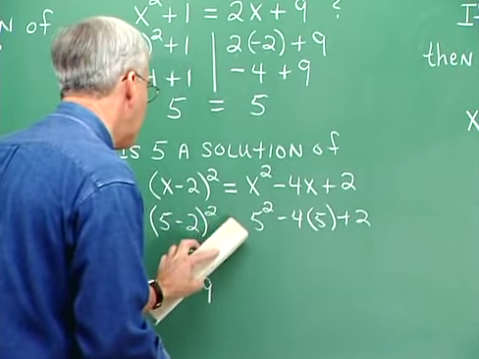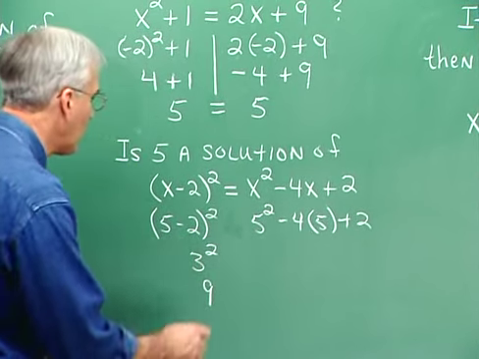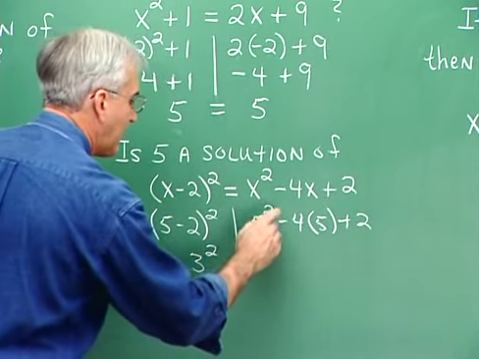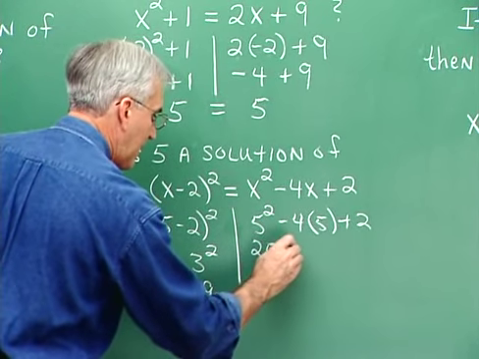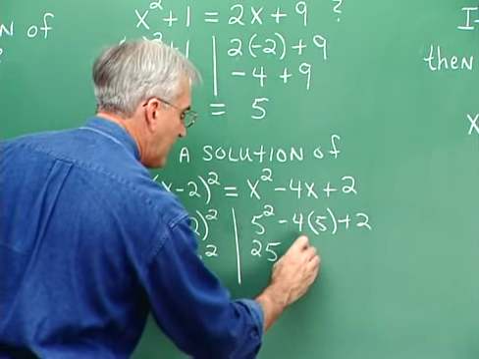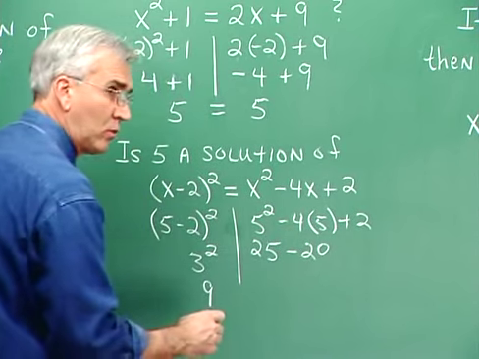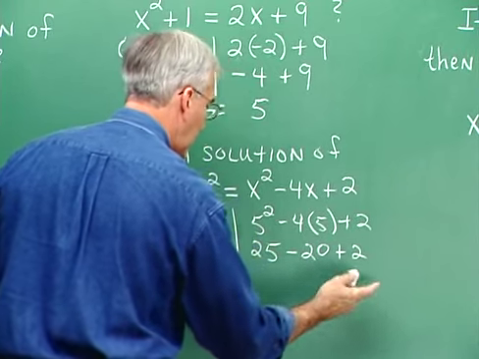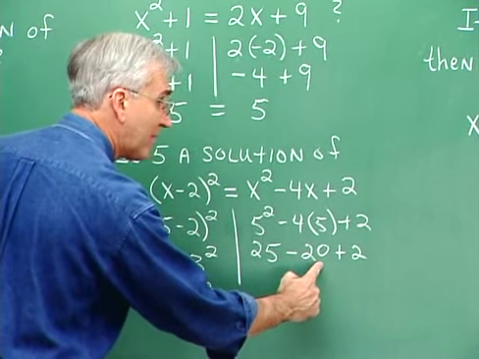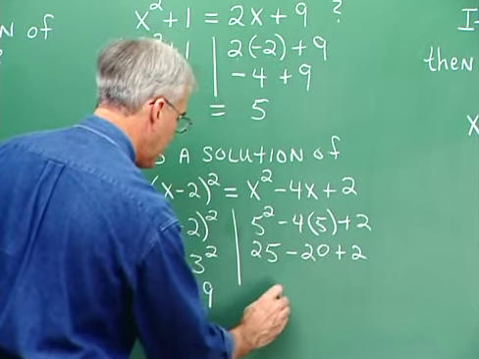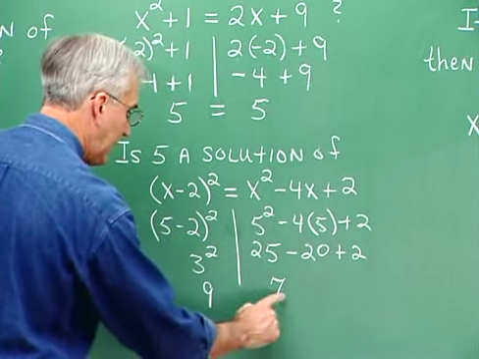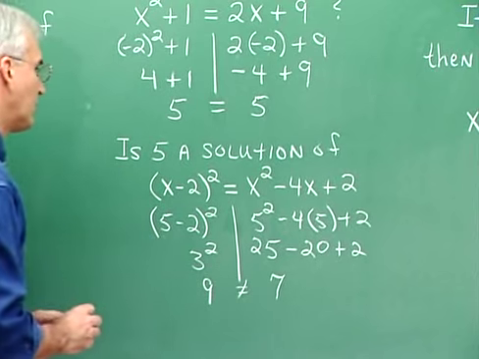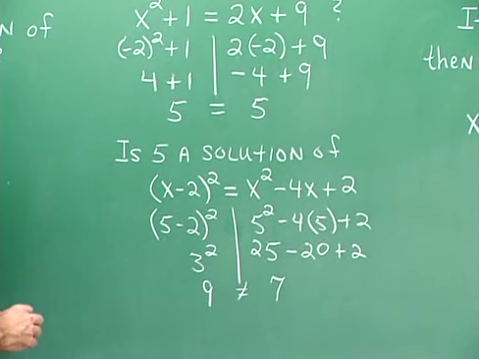Now, I shouldn't really put an equal sign here because I don't know if they're equal yet. That's what I'm trying to figure out. And on the right, I have, let's see, 5 squared is 25. Minus 4 times 5 is minus 20. Notice I'm doing a couple of things at one time in the interest of space here. And then plus 2. Now, collecting 25 minus 20 would be 5, and then 5 plus 2, 7. So let's see, is 9 equal to 7? No, they're not equal. So no, 5 is not a solution of this equation.